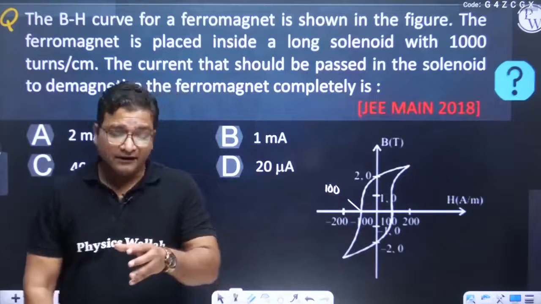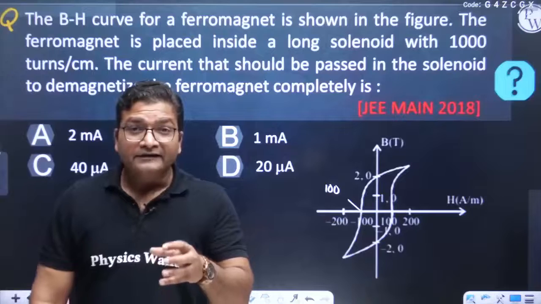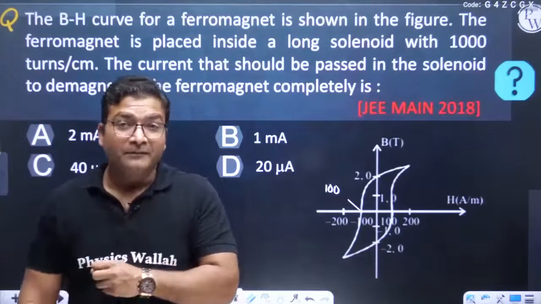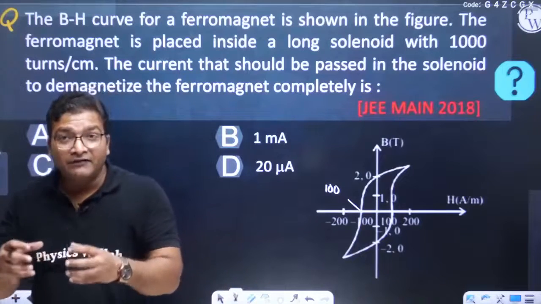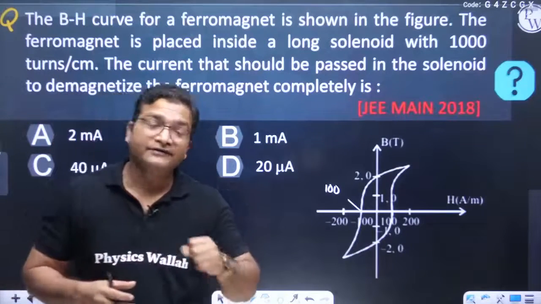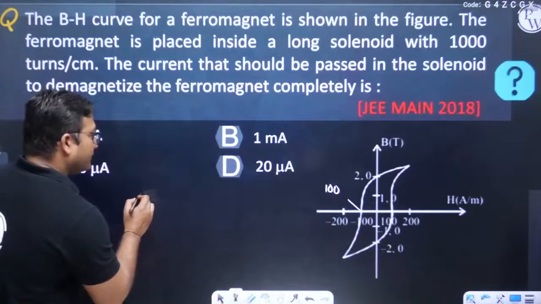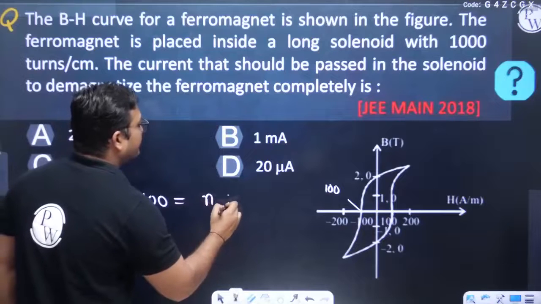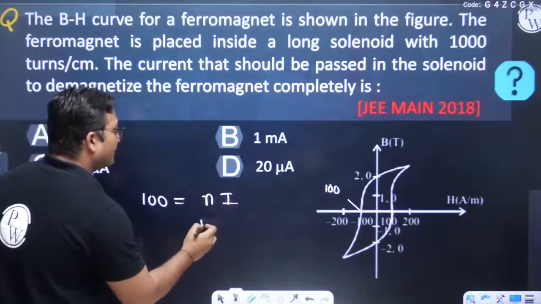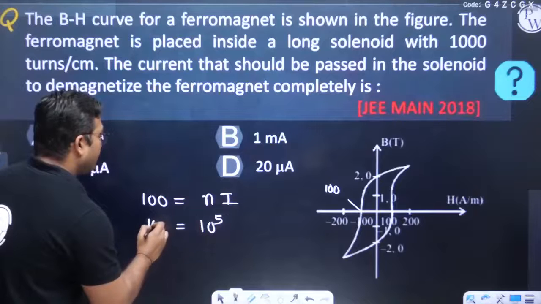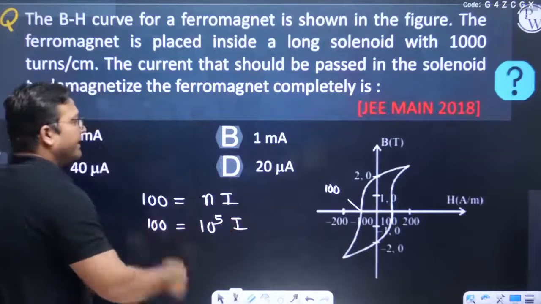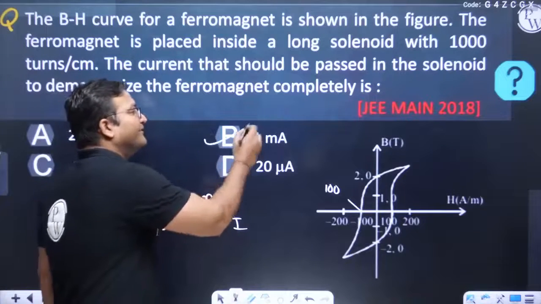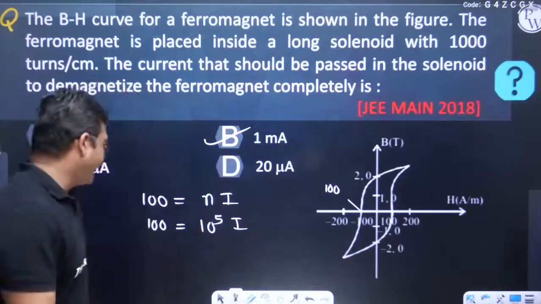And they are saying the magnet is completely demagnetized when we place it inside the solenoid. Means the H field developed inside the solenoid is equal to the coercivity. So coercivity is equal to 100, and that is equal to N times I. As N equals 10 to the power 5, 10 to the power 5 times I equals 100, so we have I as 10 to the power minus 3 ampere, that is 1 milliampere. So B is your perfect choice.